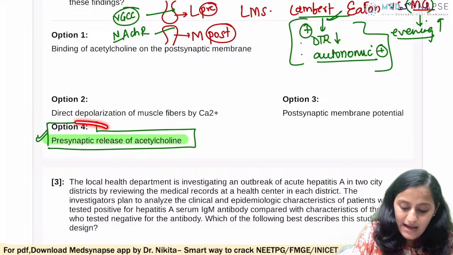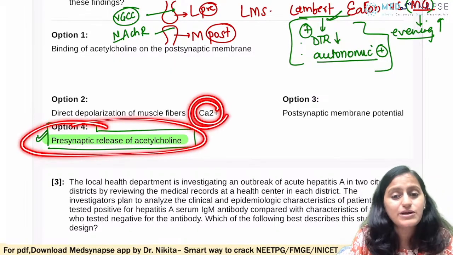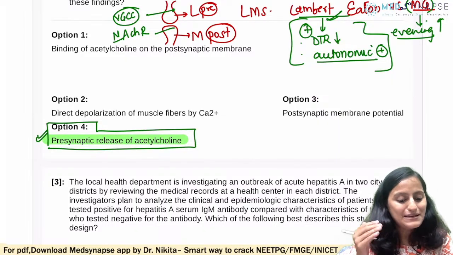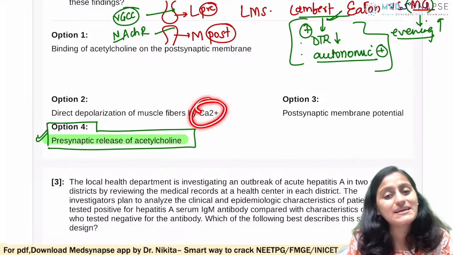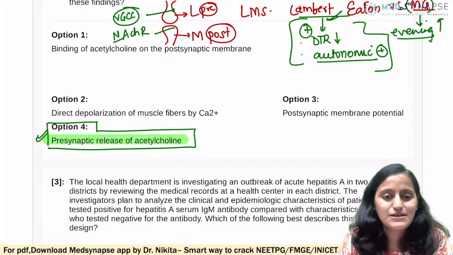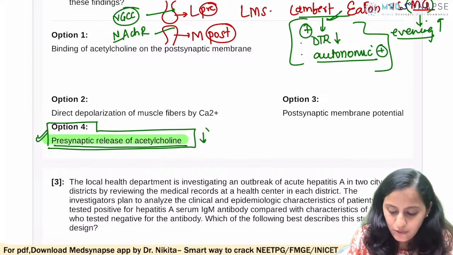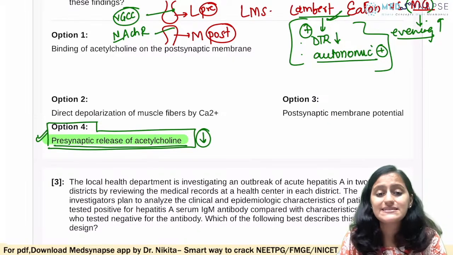So remember, the answer here is not B. Just don't look at calcium and mark the answer. Many of you have been saying B, the second option. Don't just look at calcium, understand the option. It is the presynaptic release of acetylcholine which is reduced here. Is this clear with everyone?